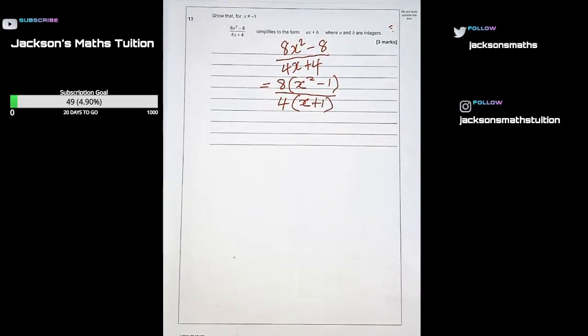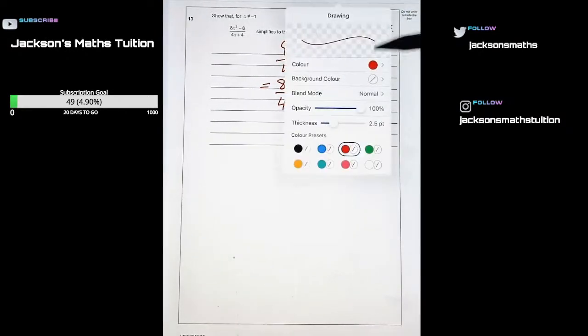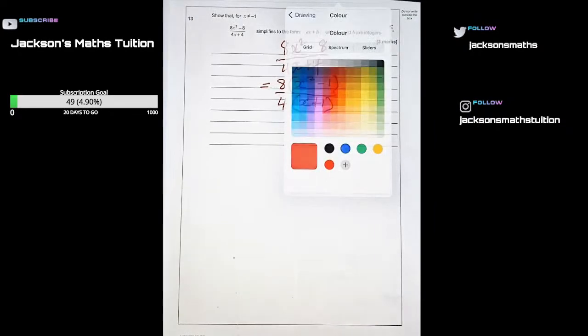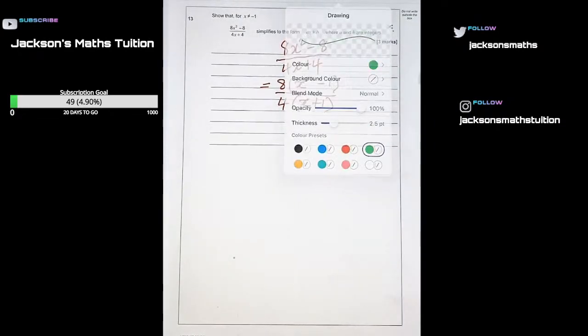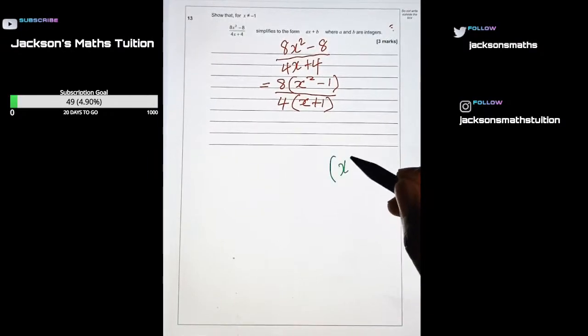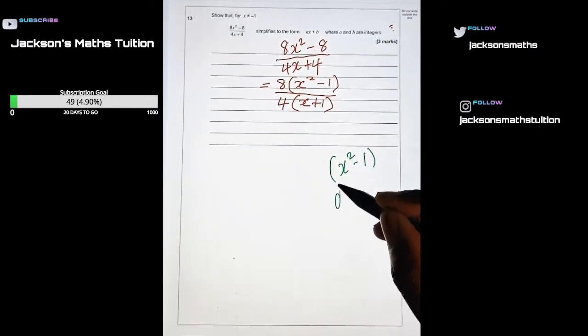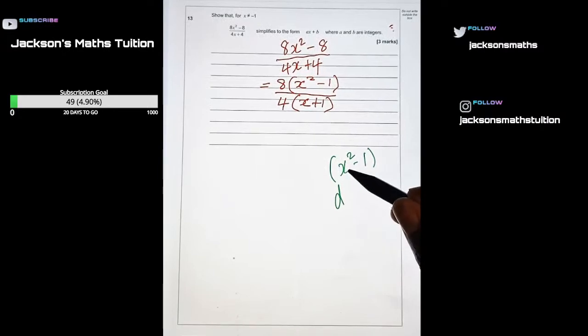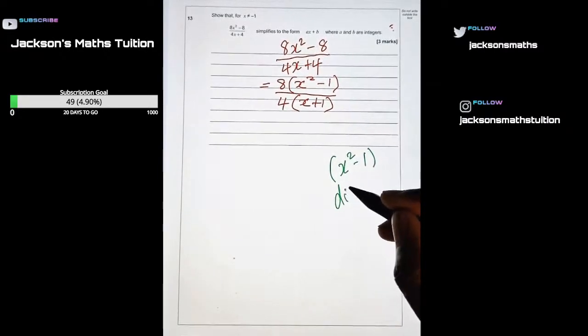Now to further simplify that, the bracket at the top, the x squared minus 1, that's the difference of two squares. Because 1 is a square number, and x squared is a square number. So this is a difference of two squares.